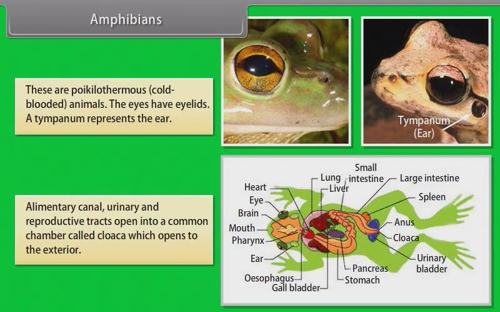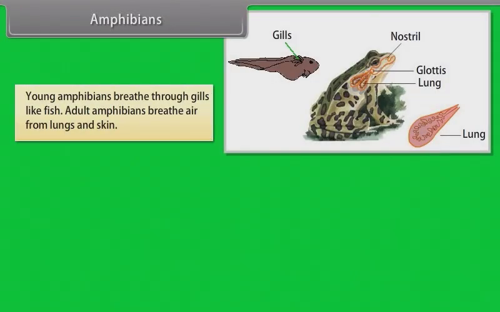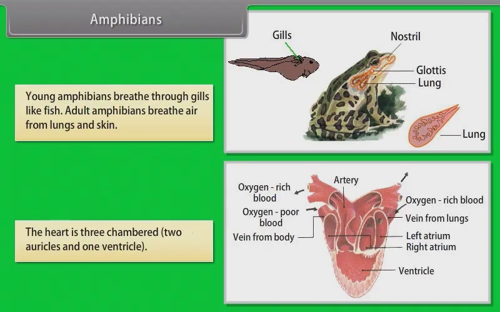Alimentary canal, urinary and reproductive tracts open into a common chamber called cloaca, which opens to the exterior. Young amphibians breathe through gills like fish. Adult amphibians breathe air from lungs and skin. The heart is 3-chambered, 2 auricles and 1 ventricle.